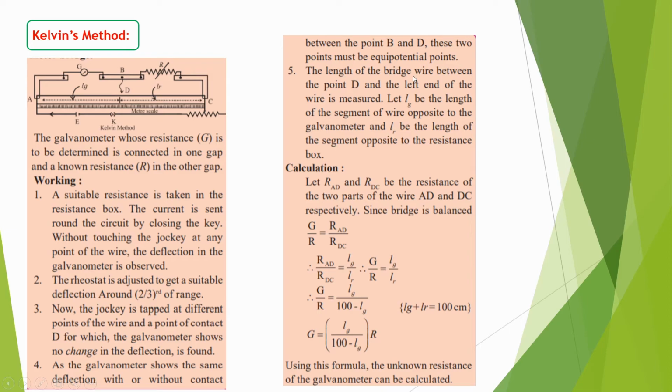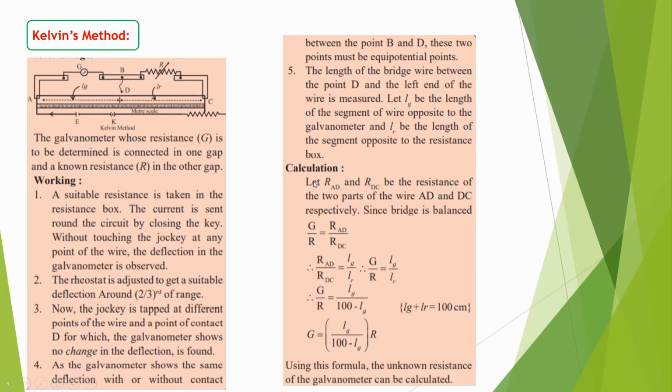The length of the bridge wire between the point D and the left end of the wire is measured. Let LG be the length of the segment of wire opposite to the galvanometer, and LR be the length of the segment opposite to the resistance box. So we measure the length AD, that is LG, and the length DC across the resistance box, that is LR. After that we can make the calculations.